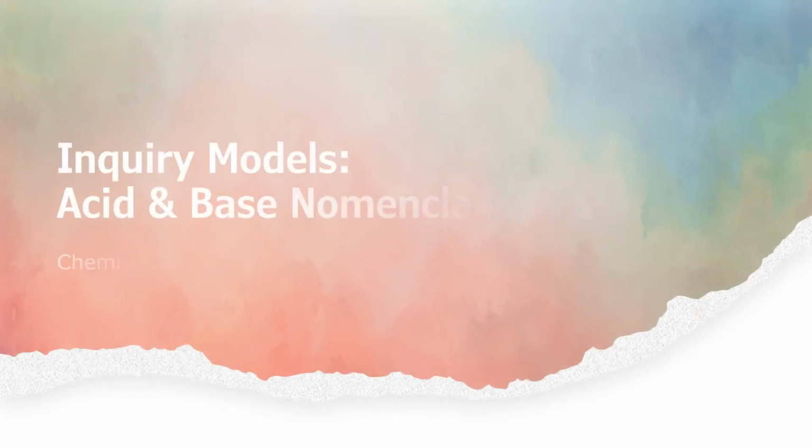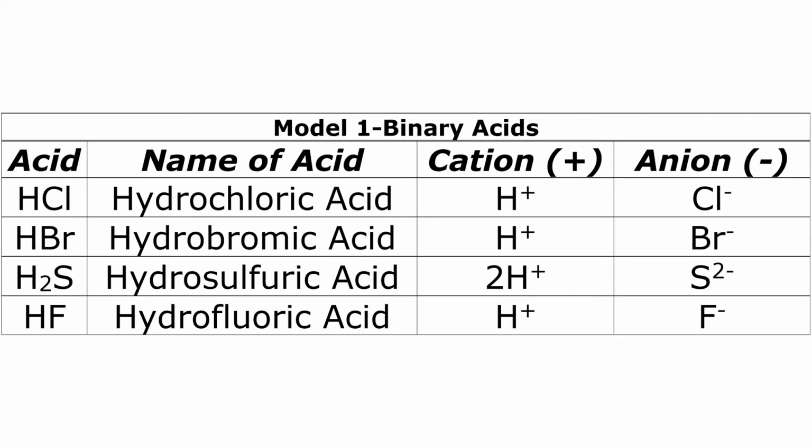Today, we will learn about how to name acids and bases. But first, we're going to see if you guys can figure out the rules yourself before we tell y'all. So let's dive into these models. Our first model deals with binary acids. A binary acid is simply an H plus one other element.